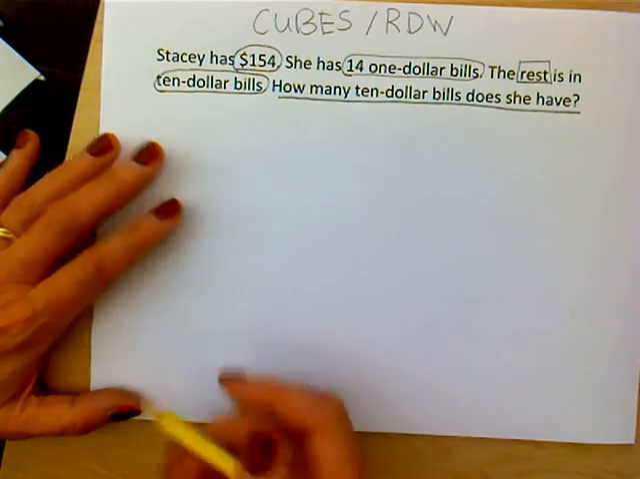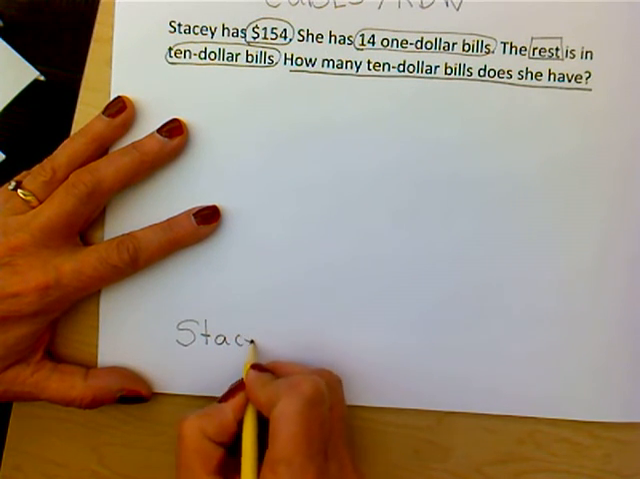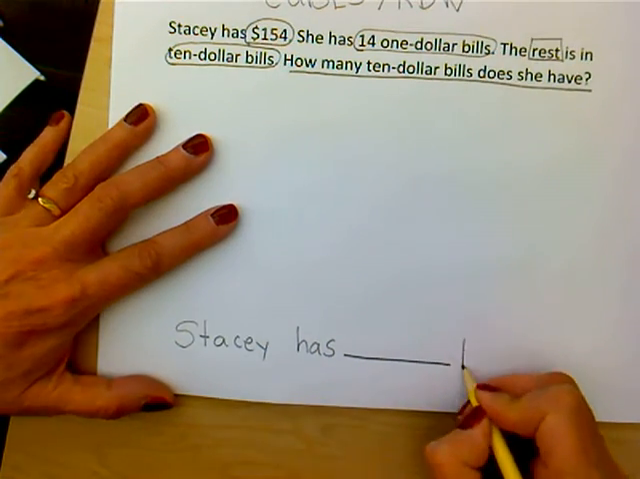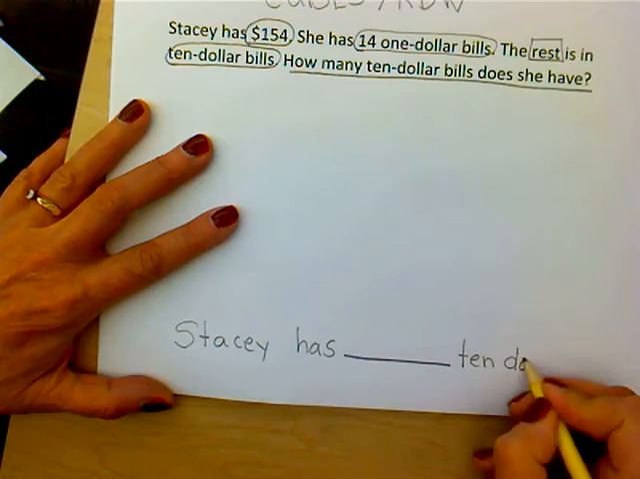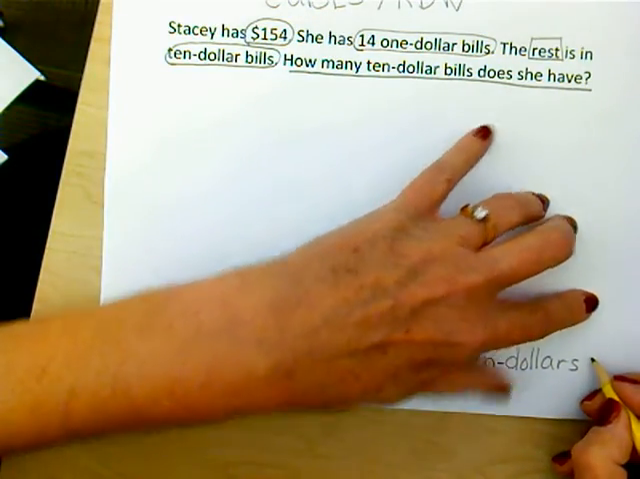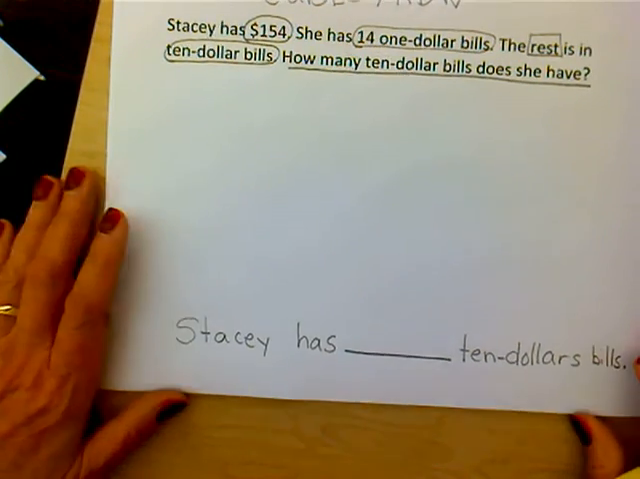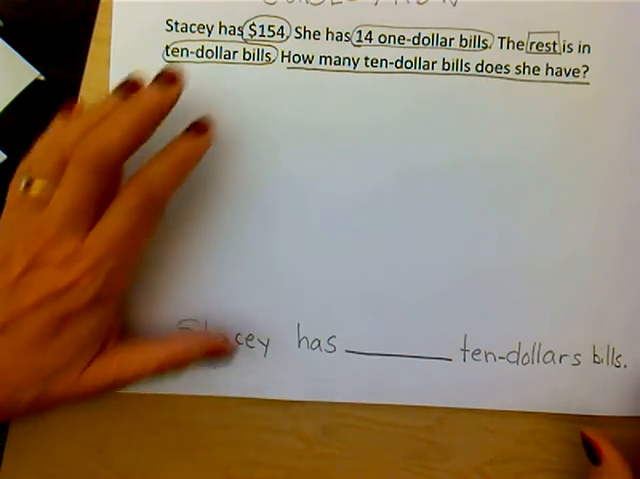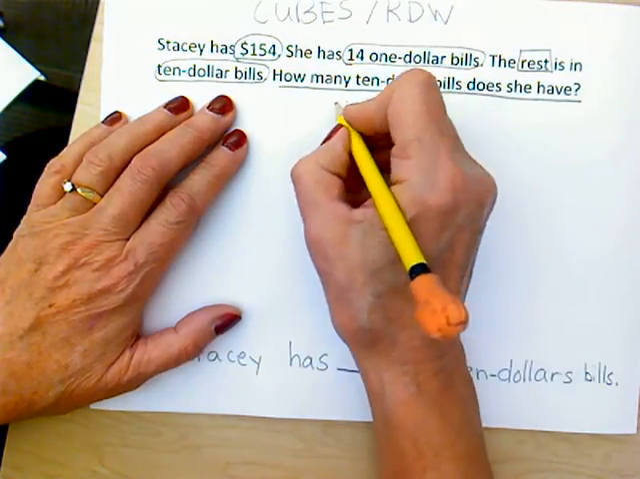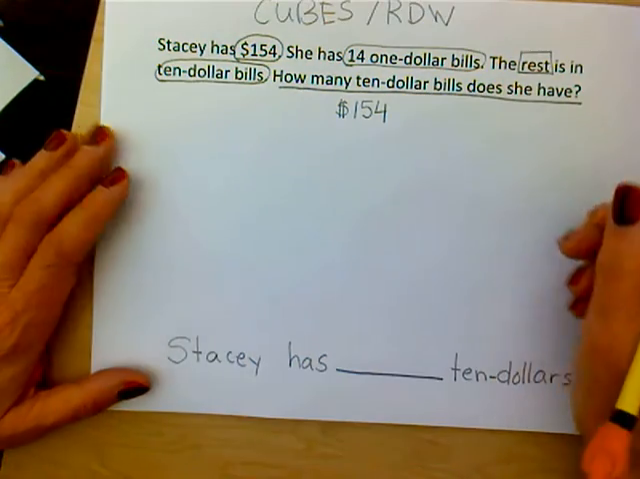So I know that I'm going to have to answer a question with a written statement, which would be Stacy has this many $10 bills. That's the question that we're coming up with. Stacy has how many $10 bills? That's what we're trying to figure out. So let's think about what we're doing. Our total number, or our total value of the money that she has is $154, right? All right, so she has $154.